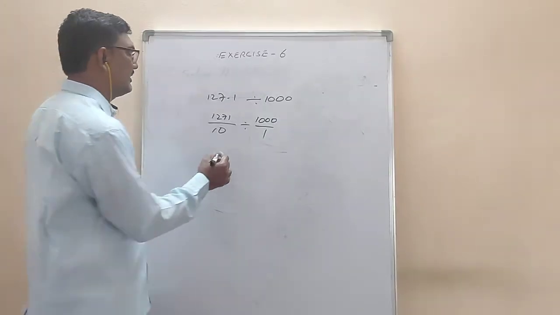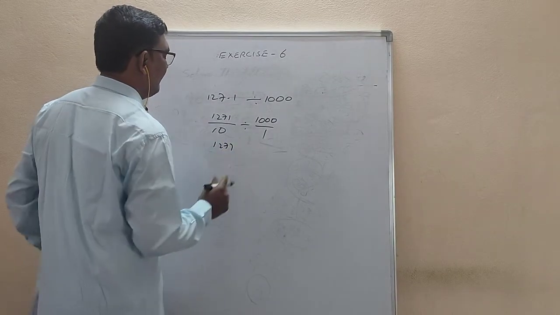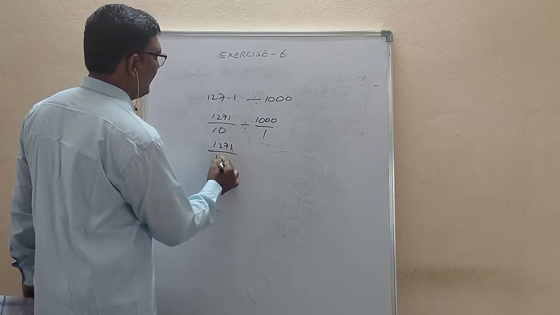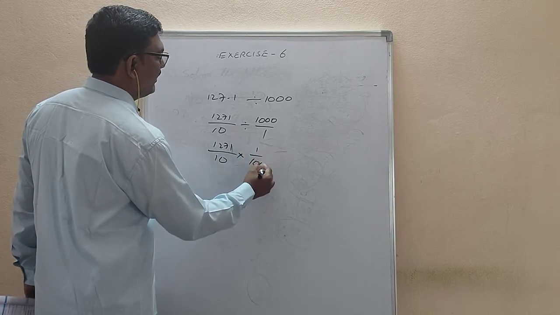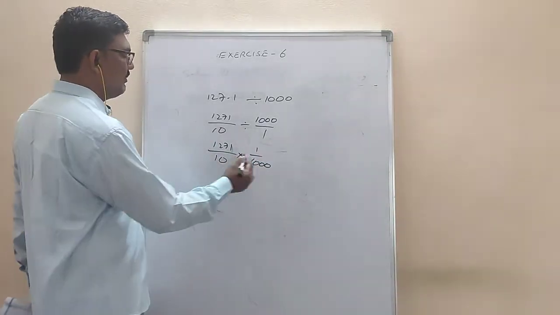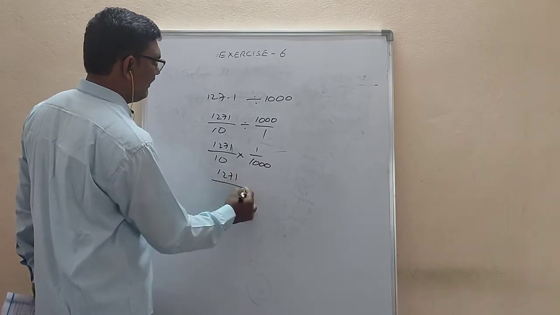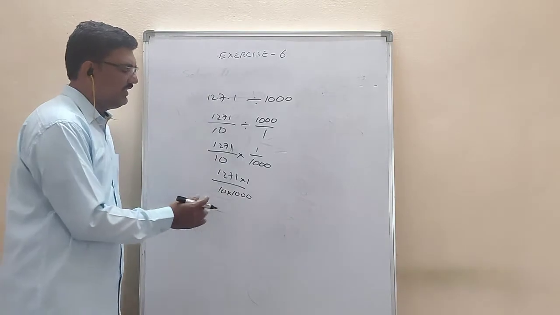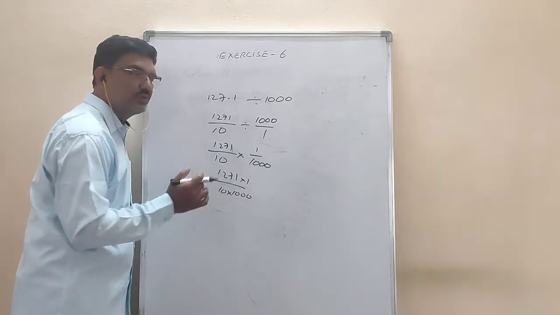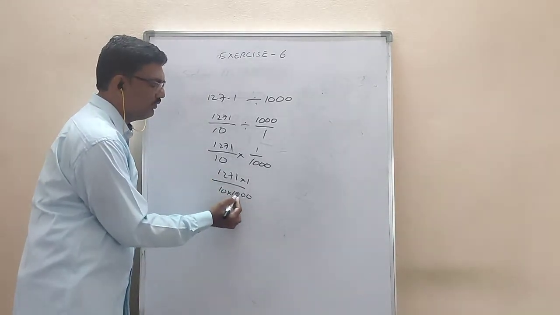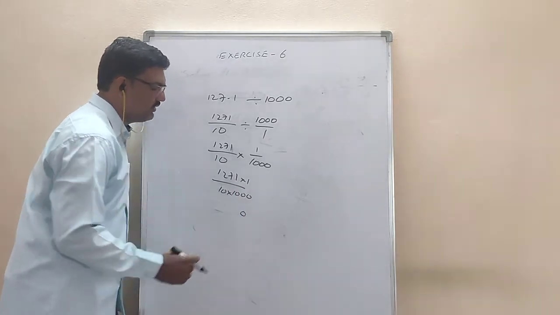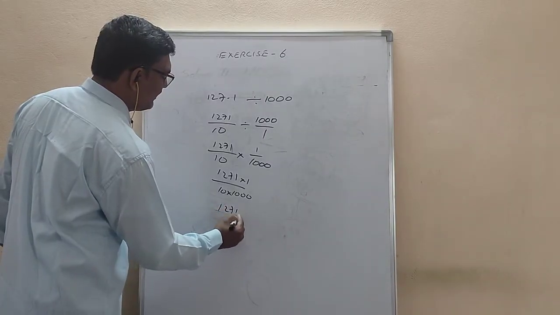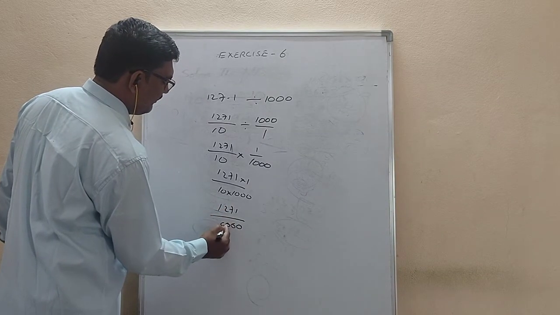What is the next step? 1271 by 10 into 1 by 1000. Again multiplication: 1271 into 1 by 10 into 1000. Multiplying is very easy. Here also zeros and 1, here also zeros and 1. Now count zeros: 1, 2, 3, 4. So 4 zeros and 1 you have to write in the denominator. Now I am writing 1271 by 1 and 4 zeros.